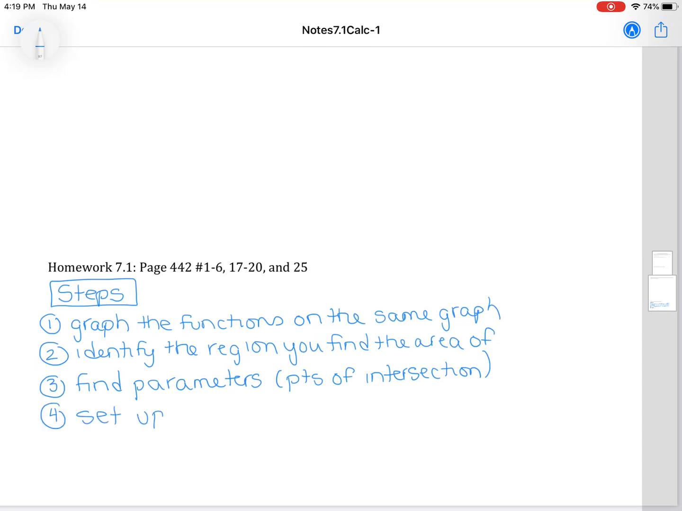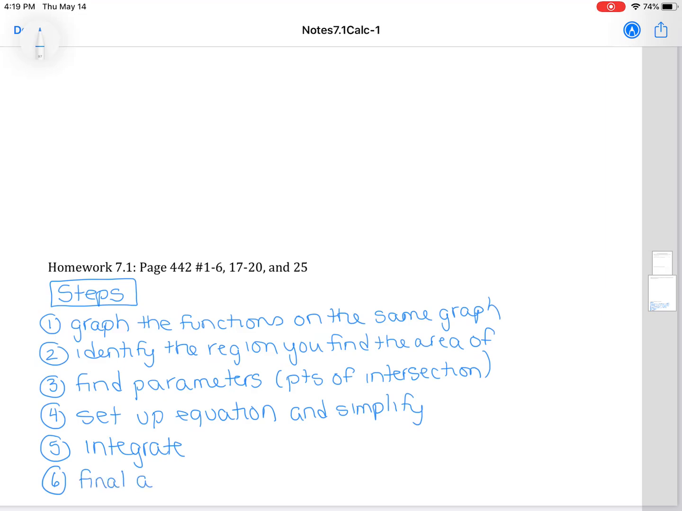Step number 4, then we're going to set up our equation, and we'll learn how to do that when we get to the beginning of these notes. Number 5 is we are still on integration, so we have to integrate. And in fact, maybe where it says set up equation, I'm going to also write in simplify, which means if there's any like terms, you want to simplify those. And then after you integrate, for 6, your final answer should be a simplified fraction, no decimals.